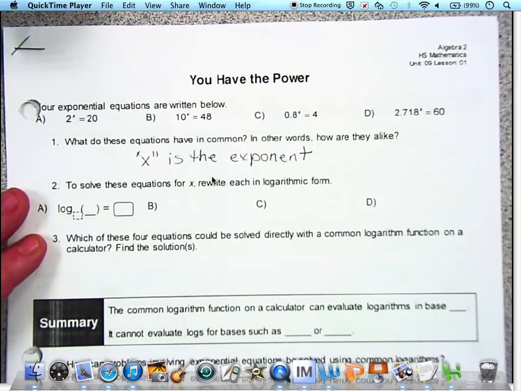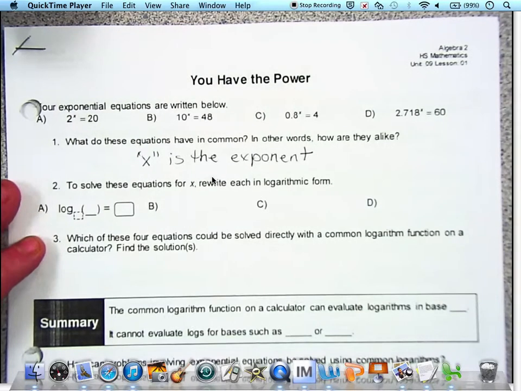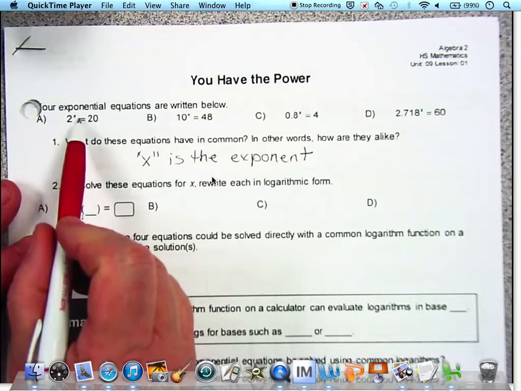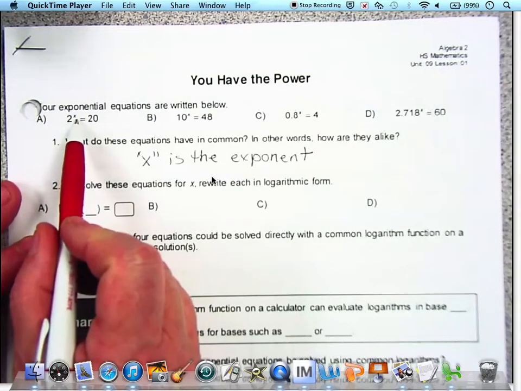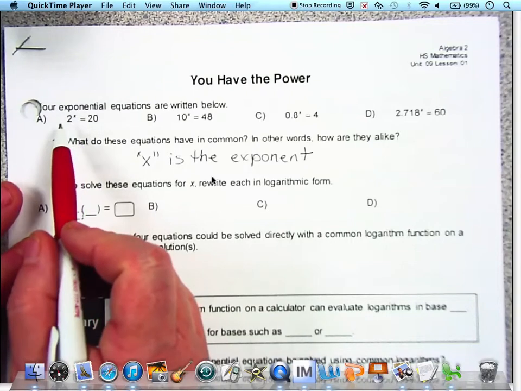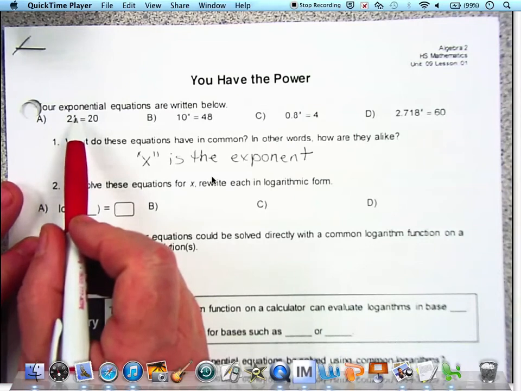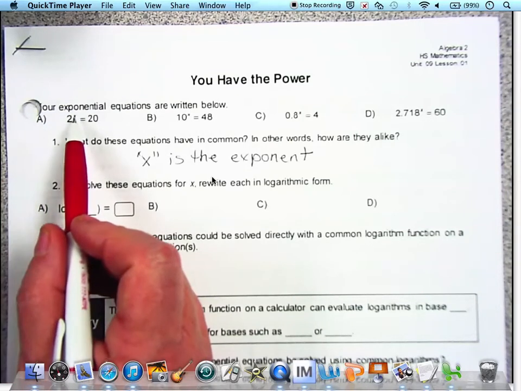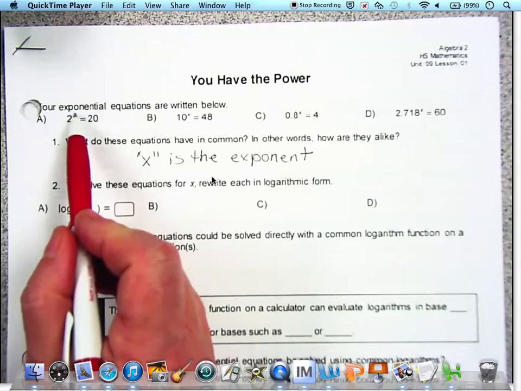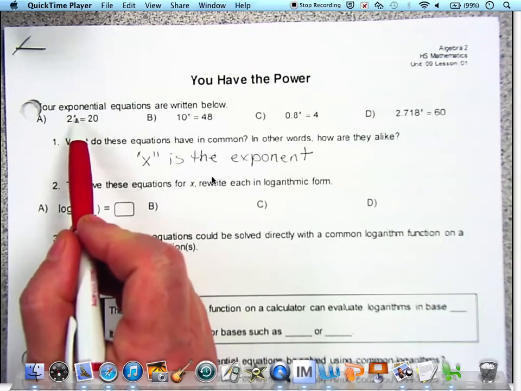We have to undo the exponent, and logarithms undo exponents, just like addition undoes subtraction or multiplication undoes division. These kinds of problems where you have X as the exponent are really why we need logs. For example, if you're investing some money and you want to know how many years it will take you to make a certain amount of money, the years is this little exponent up here. Logarithms will help us figure that out.